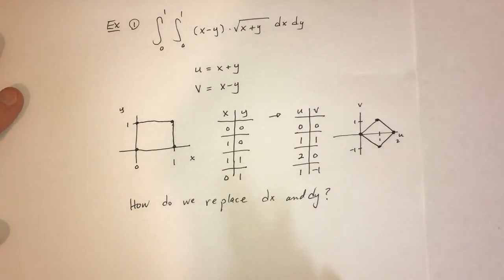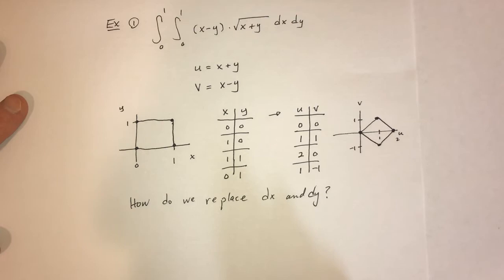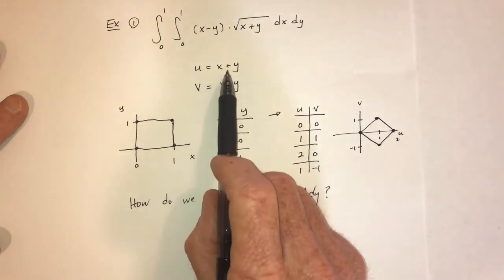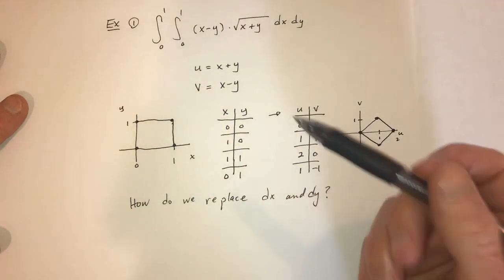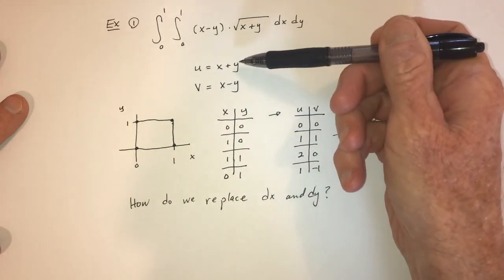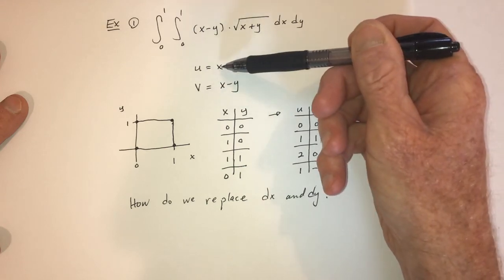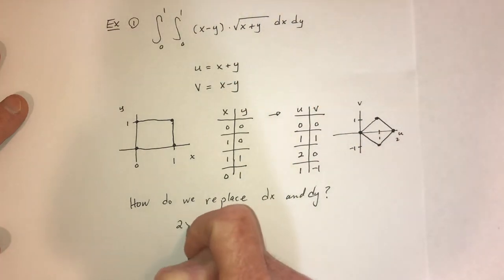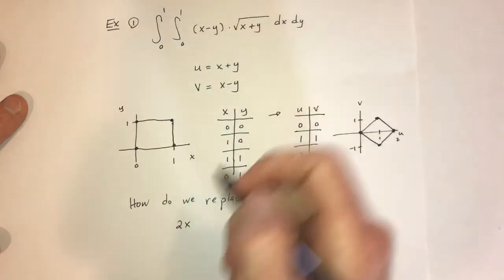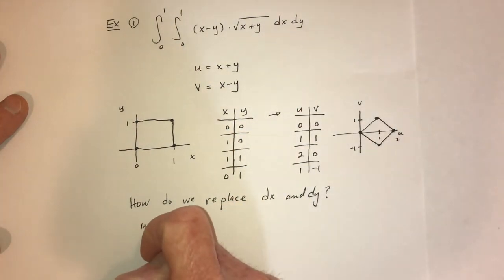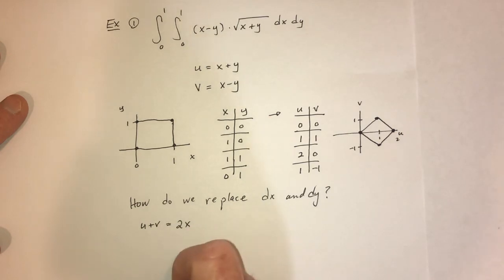So how do we replace those? Well, we're going to have to find the dx and the dy. We're going to have to find the derivative of the x and the derivative of the y. So we'll need to solve for x and solve for y. So with this little system of equations, one thing I could do is add the two equations together and the y's will cancel. On this side, it's going to say 2x. And if you add them together, it's going to say u plus v. So in other words, x is equal to u plus v over 2.